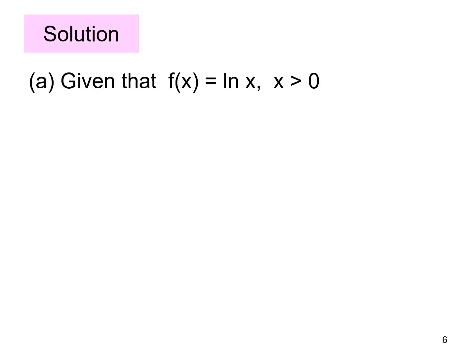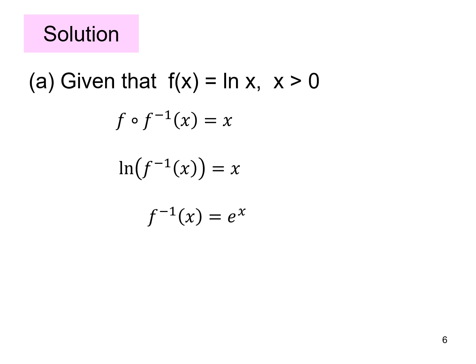Alright, A, find f inverse. So we have f(x) equals ln x, where x is greater than 0. And then f of f inverse of x equals x. Substitute f inverse into f so that you get ln f inverse x equals x, and change it into the subject. f inverse x equals e to the power of x. So this is your f inverse. f inverse x equals e^x, which is an exponential function.